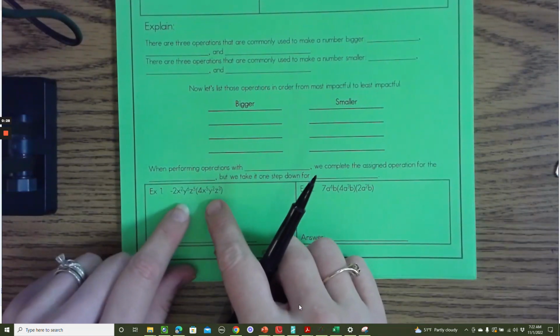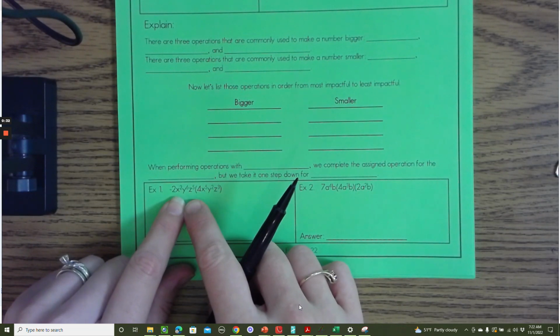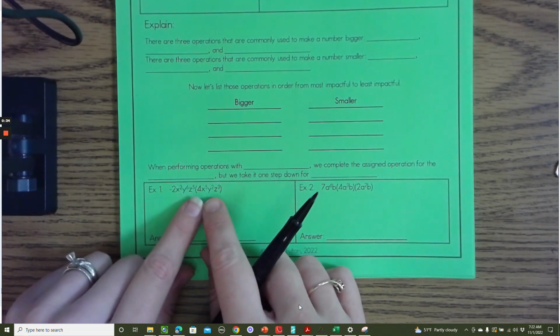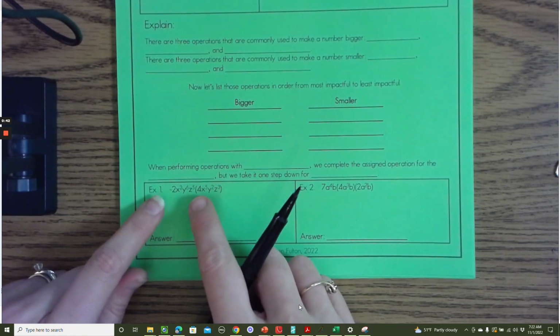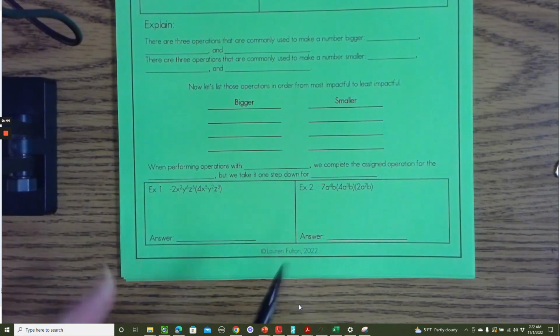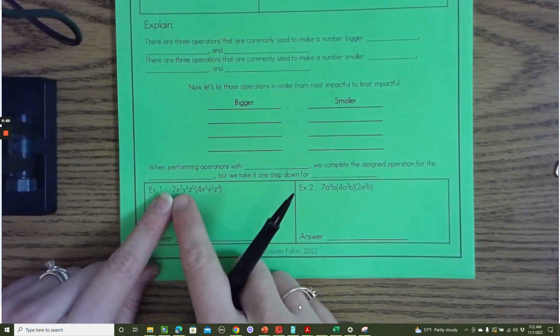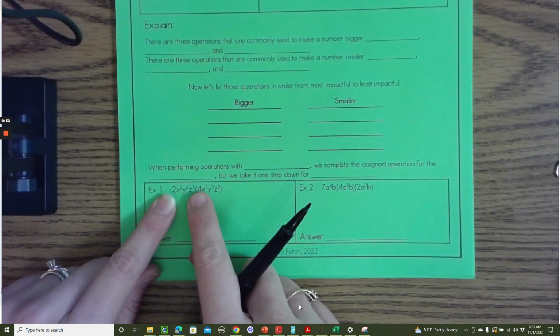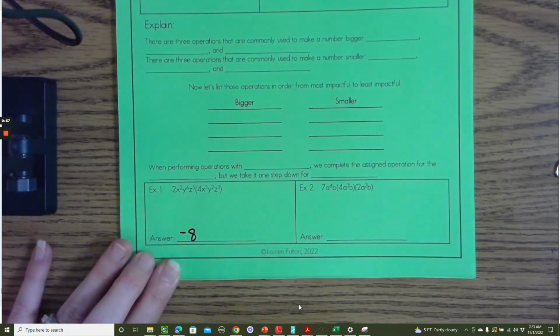So example 1 here, you can see that we have negative 2x squared, y to the 6th, z to the 5th, times 4x to the 5th, y to the 2nd, z to the 3rd. So we can combine coefficients, that's the numbers in front, and we can combine coefficients when the variable is the same. To combine coefficients, we would just multiply them. Negative 2 times a positive 4 gives me a negative 8.